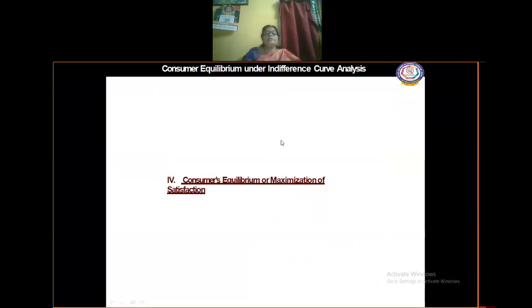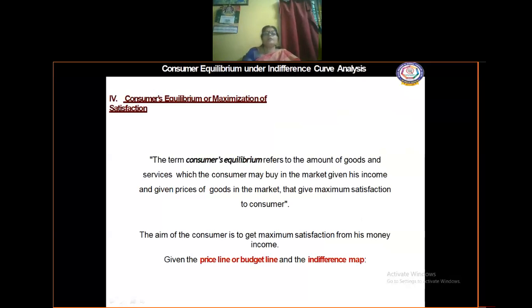Now, the consumer equilibrium situation you are going to see, where the consumer attains maximum satisfaction with the budget line. Now, you have to learn from this. The term consumer's equilibrium, as I already referred, is the amount of goods and services which a consumer may buy in the market with his given income and given prices of goods in the market. He gets maximum satisfaction, and that is called consumer's equilibrium. It is a comfortable situation.